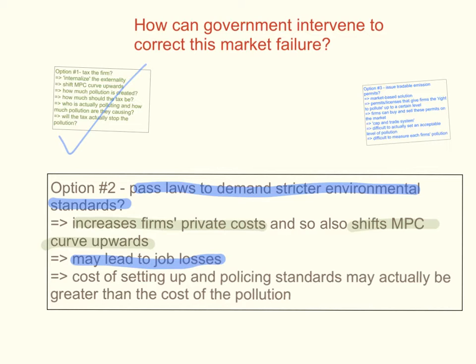And the cost of actually setting up the standards and policing those standards can end up being greater than the cost of pollution. So using regulation and laws to demand stricter environmental standards may not always be ideal, but it is an option as well to intervene and correct market failure in the case of negative externalities of production.